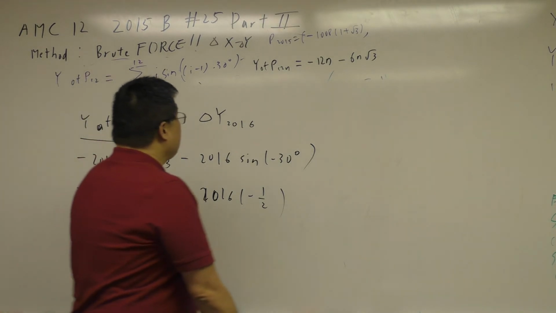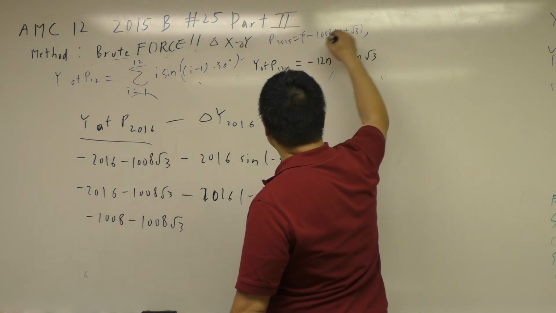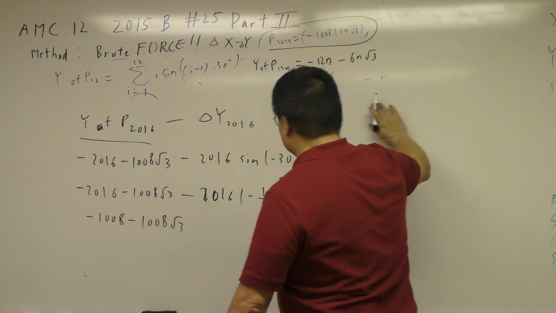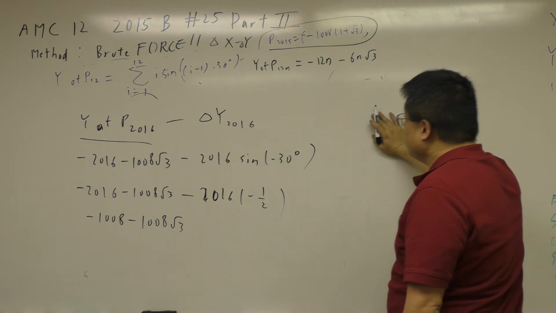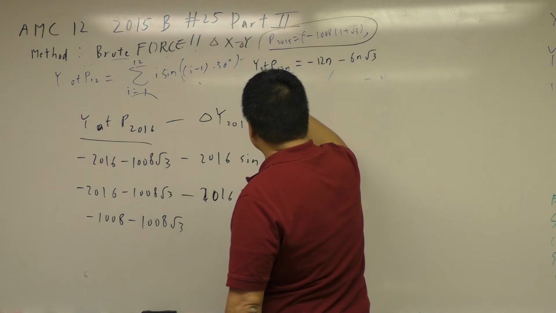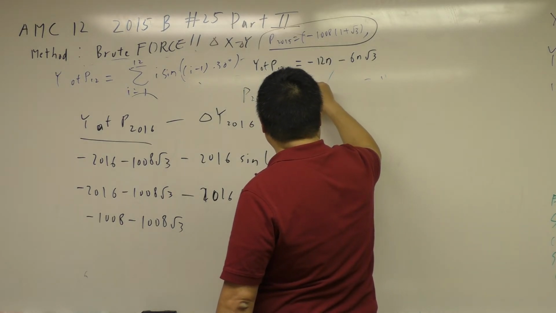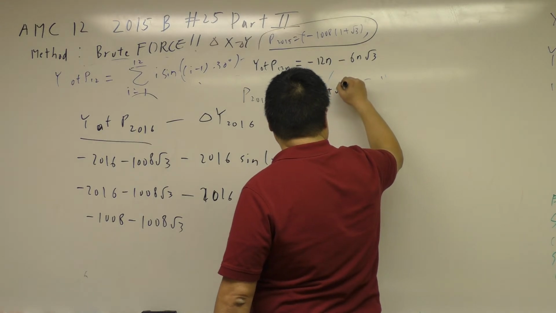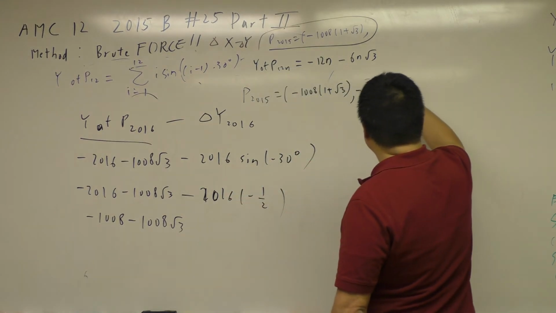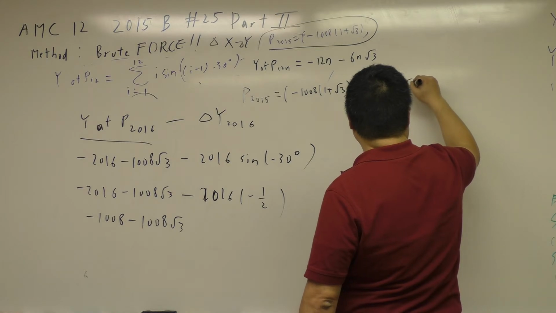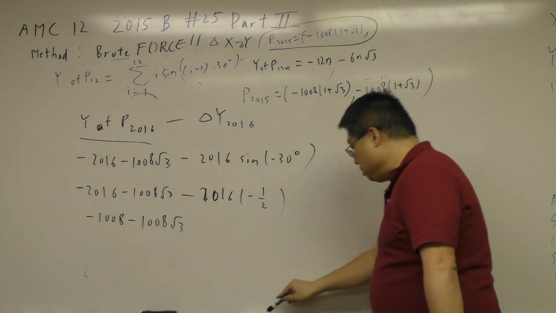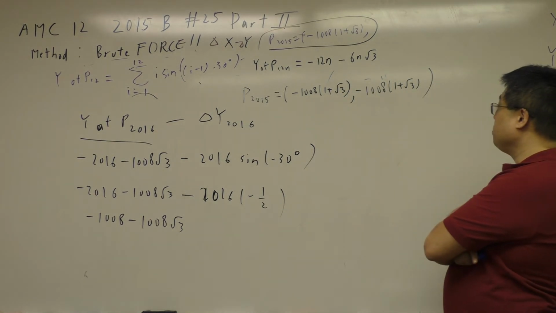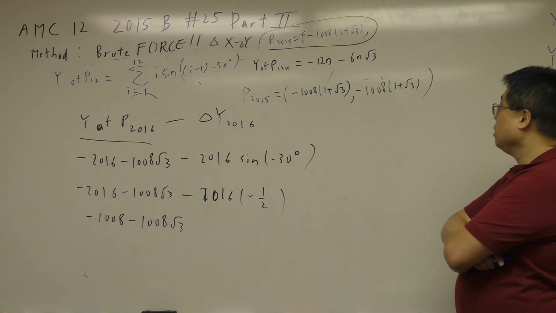So we now have a coordinate of the 2015. Looking at this, whoa, x and y value happens to be the same thing. Okay. So by some interesting coincidence, we arrive at a point where we're actually at the y equals x line.